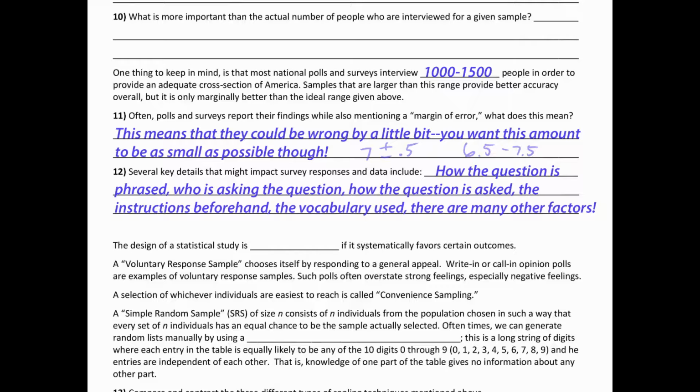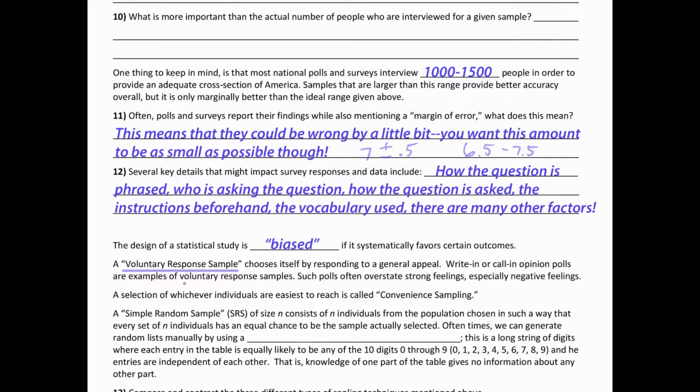Moving on, the design of a statistical study is called biased if it systematically favors certain outcomes. We do not want our samples or surveys or anything to be biased. We want it to be equal and proportionate to what is true and accurate for our population. Down below that, there are 3 different types of samples. The first one, called a voluntary response sample, it chooses by just responding to a general appeal. So people would write in or call in for polls, and they would give their opinion, basically.